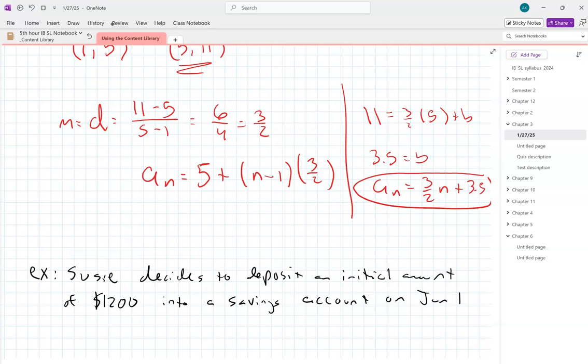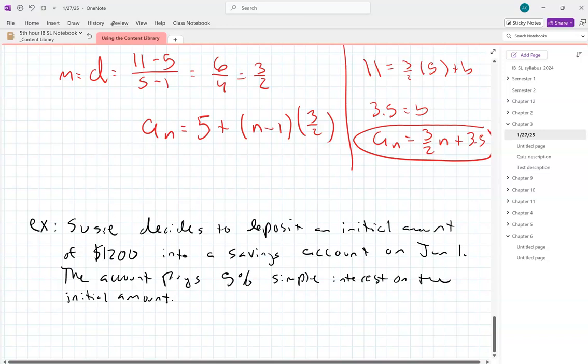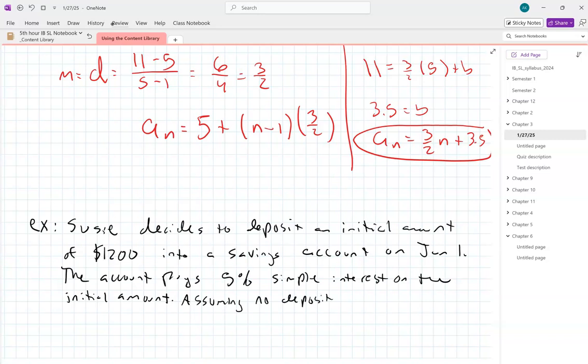Into a savings account on January 1. The account pays 5% simple interest on the initial amount. Assuming no further deposits or withdrawals, how much money is there in 10 years?